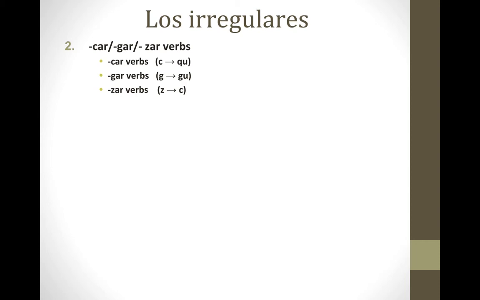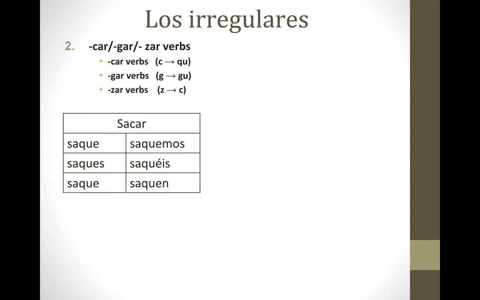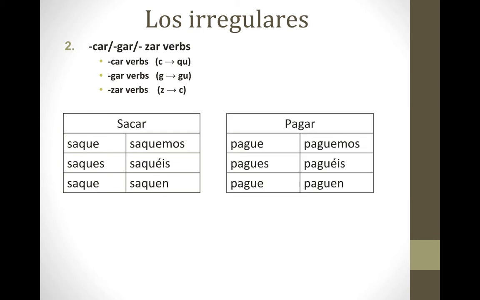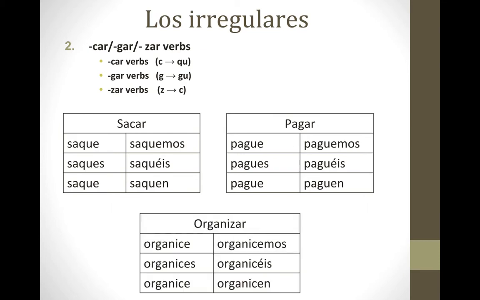You have 2 verbs there on your note guide that you need to conjugate. Sacar. To conjugate sacar, you get saque, saques, saque, saquemos, saquen. And for pagar, you get pague, pagues, pague, paguemos, paguen. Okay, and lastly, not to leave zar verbs out, for organizar, you get organice, organices, organice, organicemos, organicen.